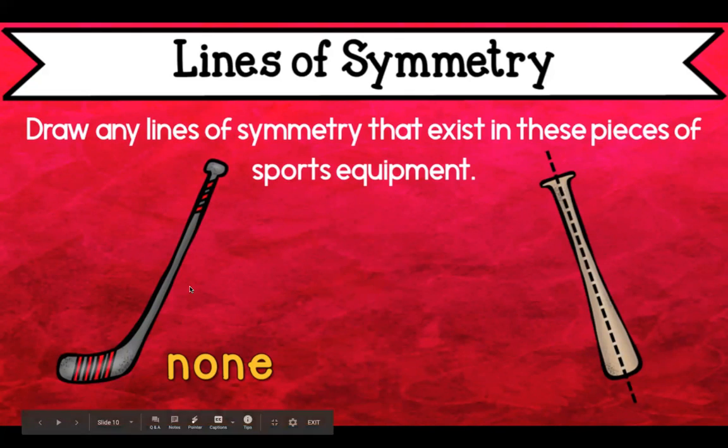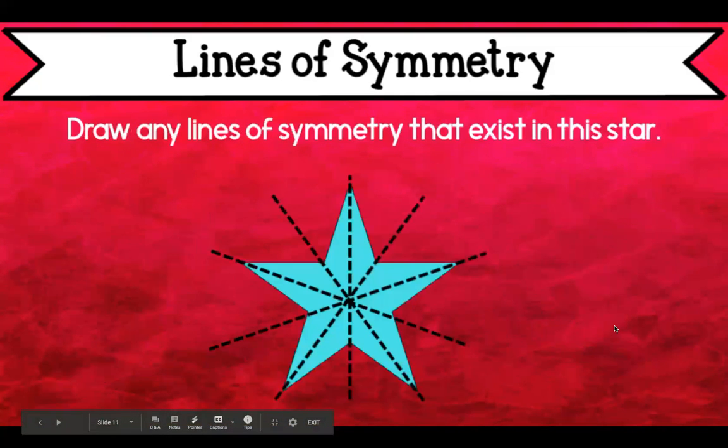On the left here, we've got a hockey stick, and it is not symmetrical. We cannot draw any lines of symmetry on that. However, on the bat, you can draw a line of symmetry down the middle, and what's on the left is an exact mirror image of what's on the right.